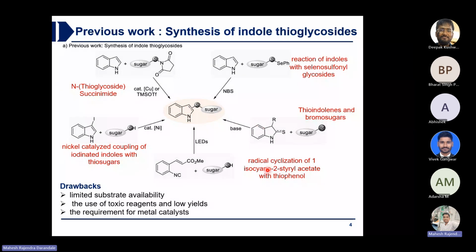Another one, radical cyclization of 2-isocyanoaryl acetate with thiophenol. That will also provide the indole thioglycoside after radical cyclization, forming an indole with a substituted thioglycoside unit. Another method is nickel-catalyzed coupling of iodinated indoles with thiosugars. This thiosugar will couple with the iodinated indole in the presence of nickel, which again provides indole thioglycoside. So these are some previously reported synthesis methods for indole thioglycoside preparation.